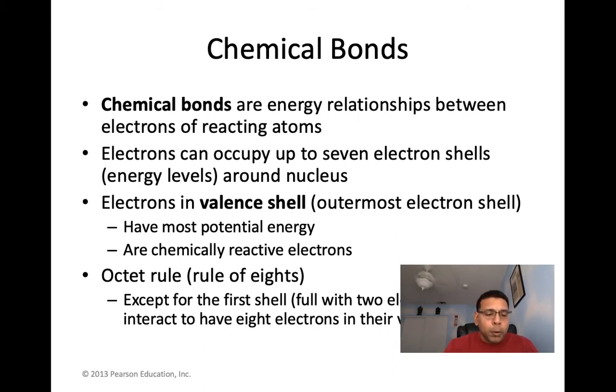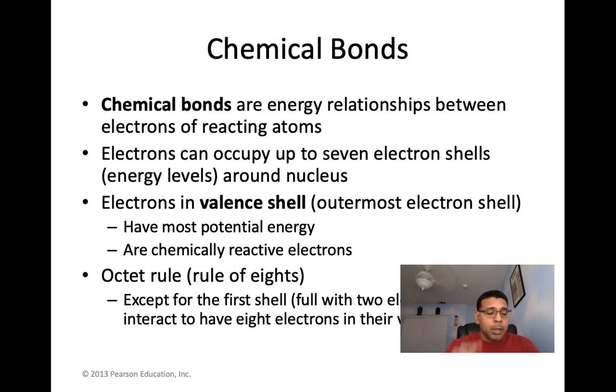Now, 2, then 6, then 10. It goes S, P, D, and F, I believe, after that. But we don't worry about any of that. We're not going into that. What we're going to do is say that, except for the first shell, which is going to be full with 2 electrons, atoms interact and have 8 electrons in their valence shell. That's how I want you to know it.